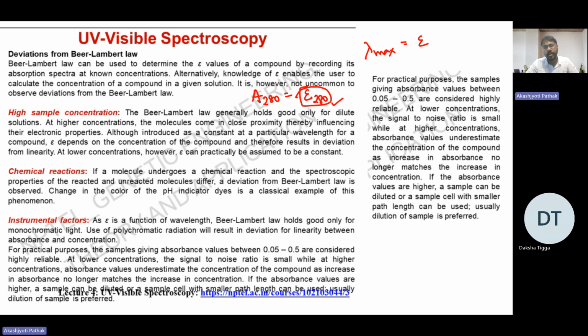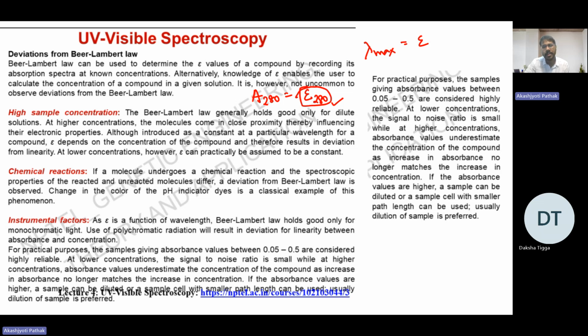And once you have the information about the molar extinction coefficient, you can calculate the concentration of your protein using the Beer-Lambert law. The Beer-Lambert law generally holds good only for dilute solutions. At higher concentration, the molecules come in close proximity, thereby influencing their electronic properties. Although introduced as a constant at a particular wavelength for a compound, this molar extinction coefficient depends on the concentration of the compound and therefore results in deviation from linearity. At low concentration, however, epsilon can be practically assumed to be constant.